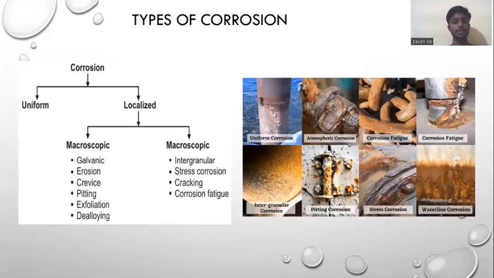Next, these are the types of corrosion. Corrosion is divided into two types: uniform and localized. Localized is subdivided into two types: macroscopic and microscopic. In macroscopic, there are galvanic, erosion, crevice, pitting, exfoliation and de-alloying. In microscopic, there are intergranular, stress corrosion cracking and corrosion fatigue. And these are the images you can see: uniform corrosion, atmospheric corrosion, corrosion fatigue, next intergranular corrosion, pitting corrosion, then stress corrosion, then waterline corrosion.